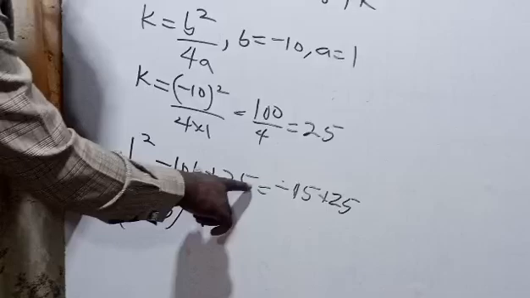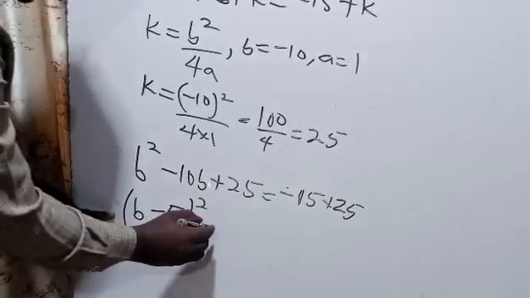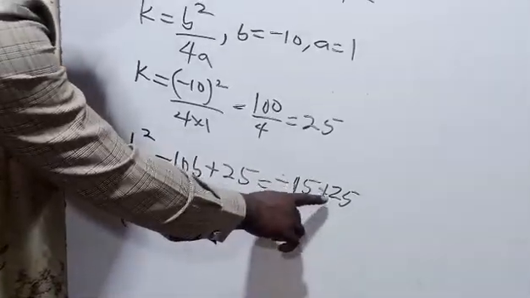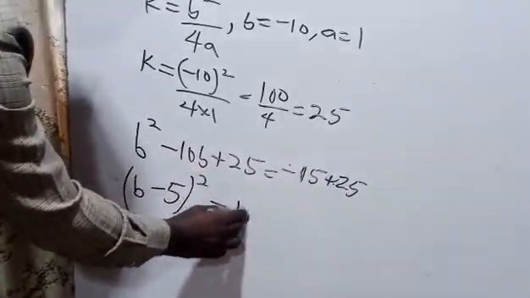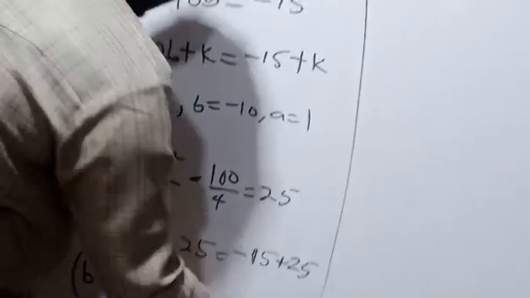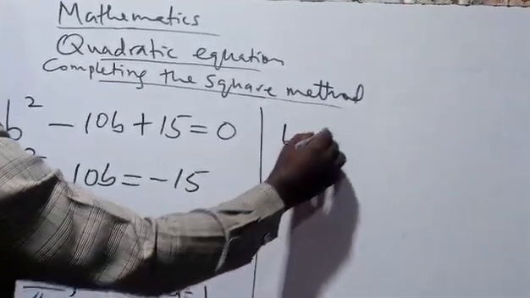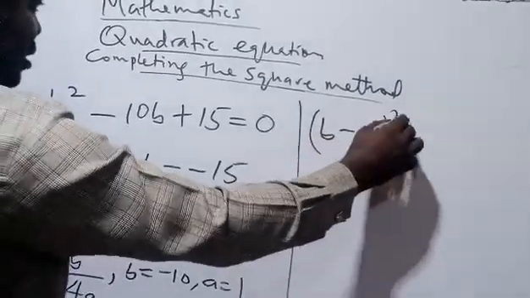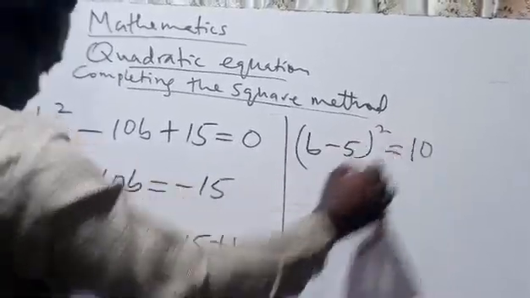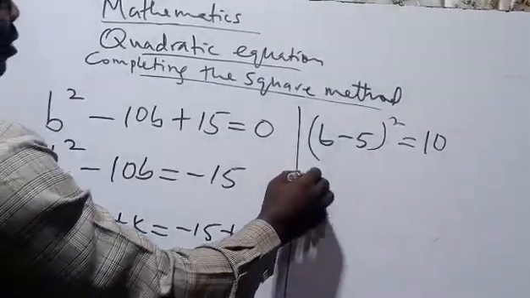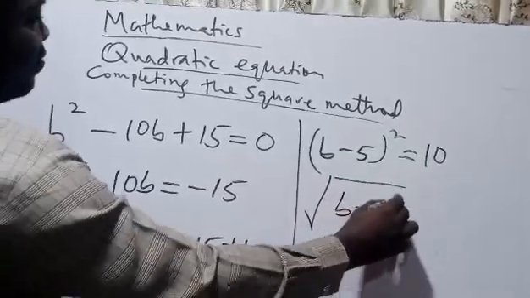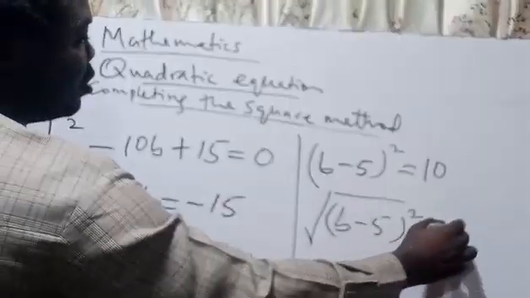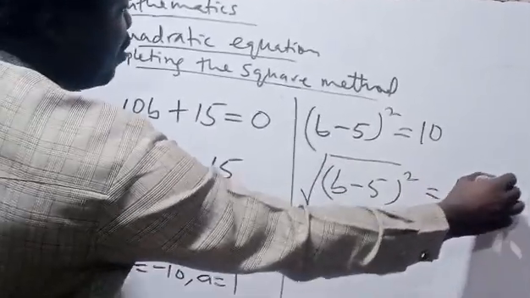So the shortened form of this is what I've done here, which is the same thing as minus 15 plus 25, which gives you 10. So I can now have it as b minus 5 all squared equals 10. Now, if you find the square root of both sides, you have the square root of b minus 5 all squared equals plus or minus the square root of 10.